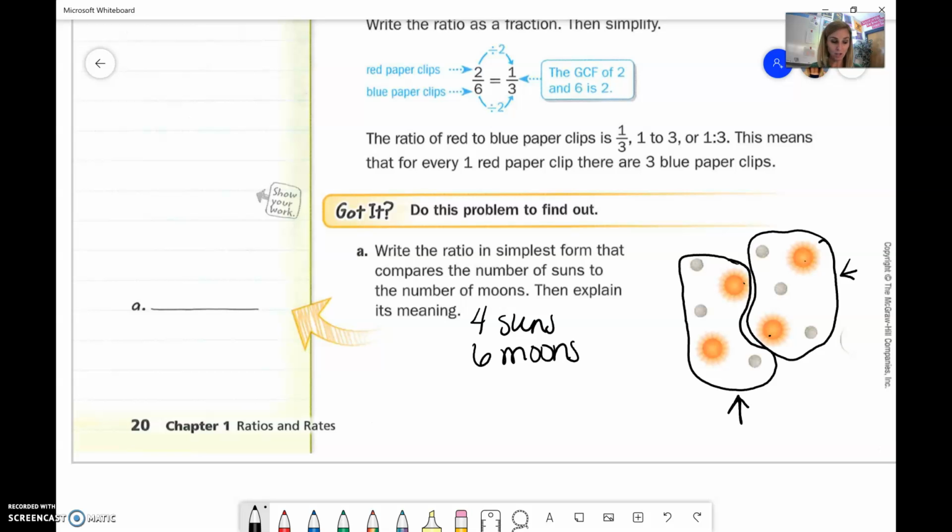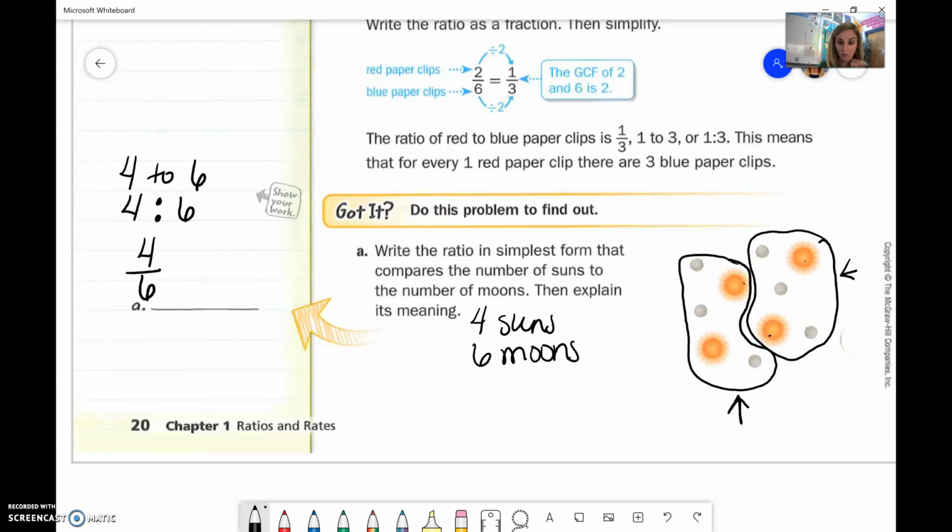Let's write this ratio in our 3 different forms. Okay, we're going to write it over here up at top, and we're going to write 4 to 6, 4 suns to 6 moons. We're going to write it with a colon, 4 colon 6, and then we're going to write it as a fraction, 4 over 6. Now, here's why we did greatest common factor yesterday. When I look at the numbers 4 and 6, I know that they have a common factor. I know that one of their common factors is 2.